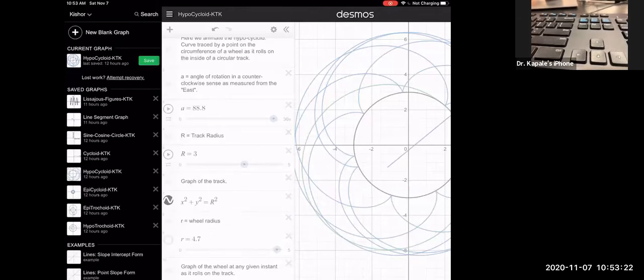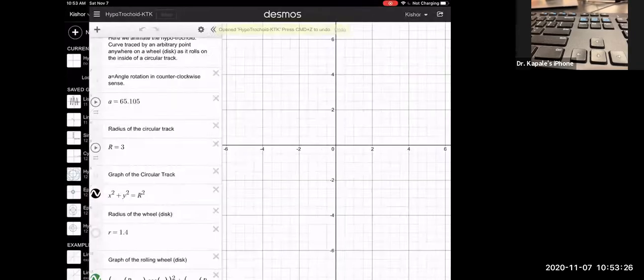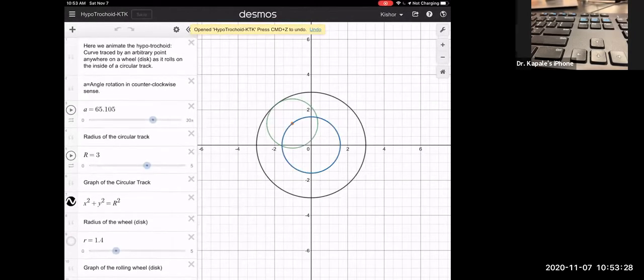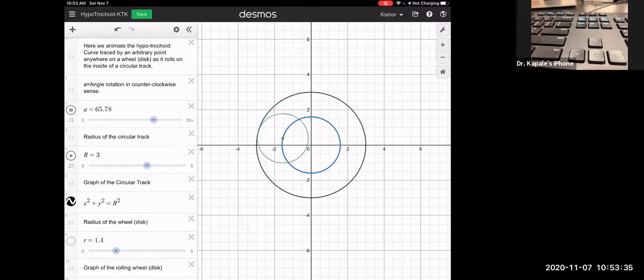Let me show you one of the trochoids, because the trochoids are pretty cool. Trochoids are actually more general in the sense that you can make the cycloids through the trochoid.